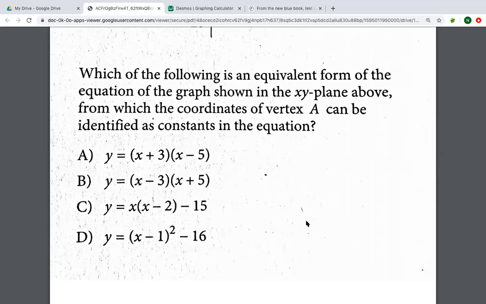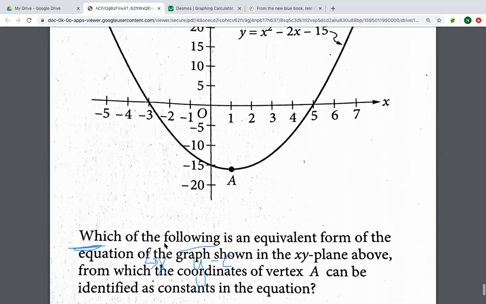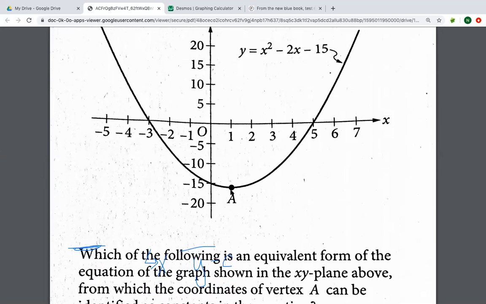D? D is in vertex form, that's right. And so I'm going to double check that this is the vertex. So this should give me the y coordinate of my vertex, and this should give me my x coordinate. Okay, so I have +1, -16, and that's about where my dot is. So I know that those are the same.